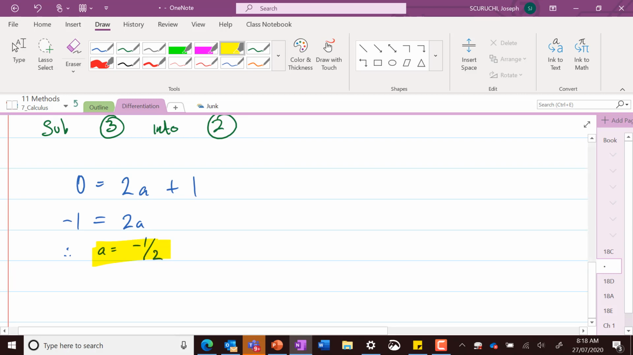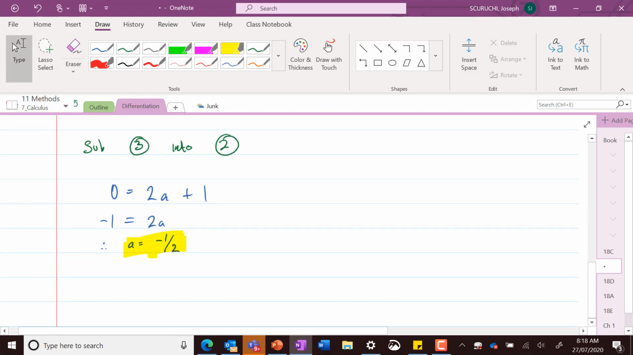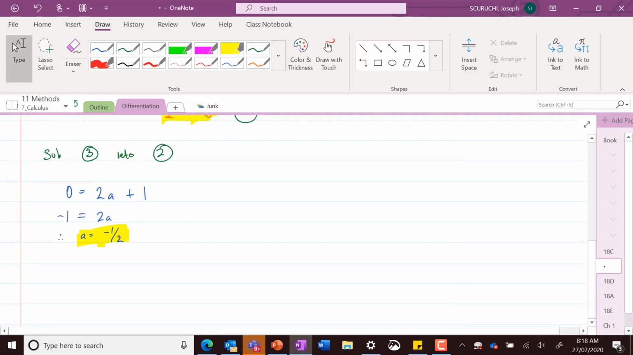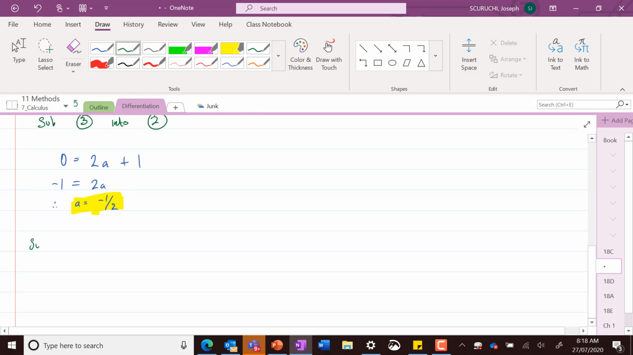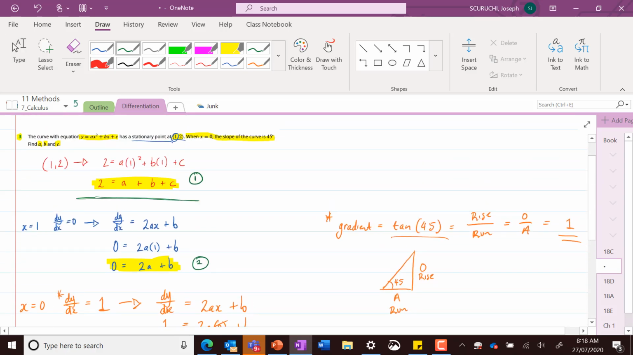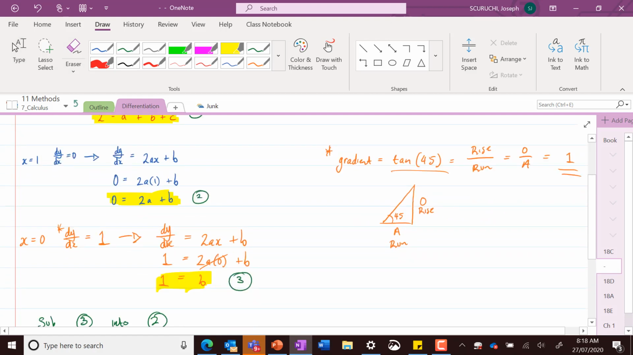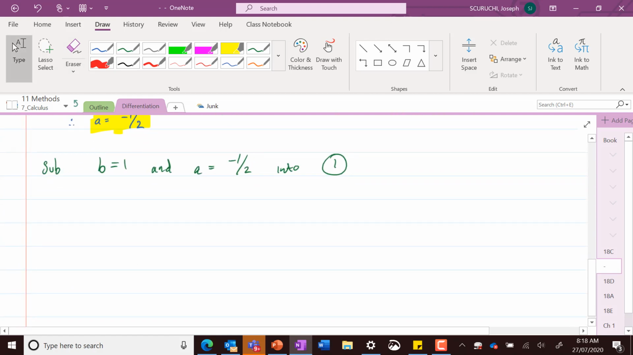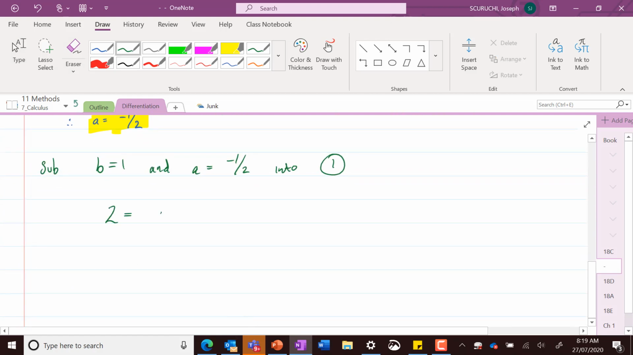That is another unknown that we have just found. Fantastic. We are doing amazing right now. What we're going to do now is say sub b equals 1 and a equals negative a half into our first equation. Now, I can't even remember what our first equation was. What was it? It was this one. 2 equals a plus b plus c. I think we can remember that. 2 equals a plus b plus c.